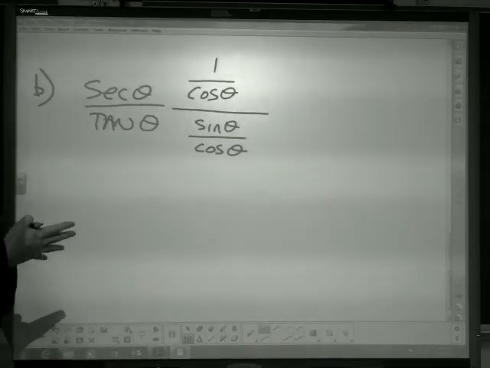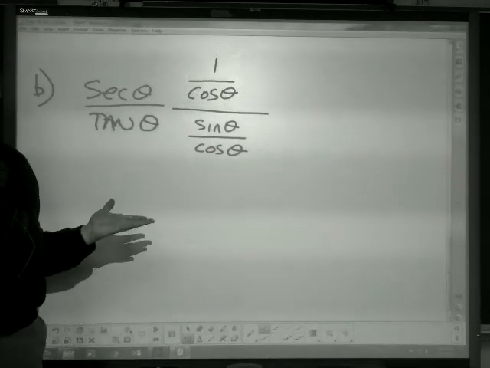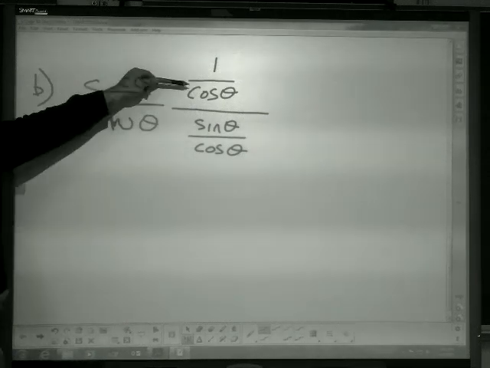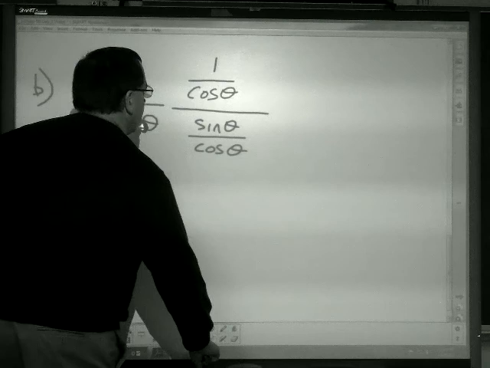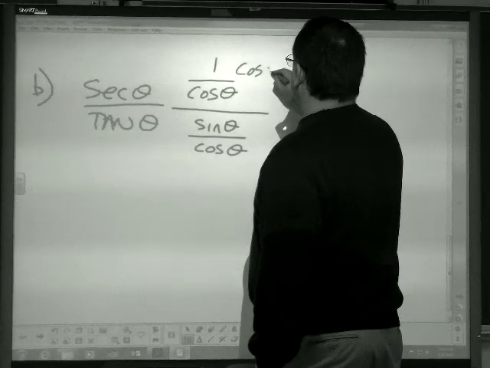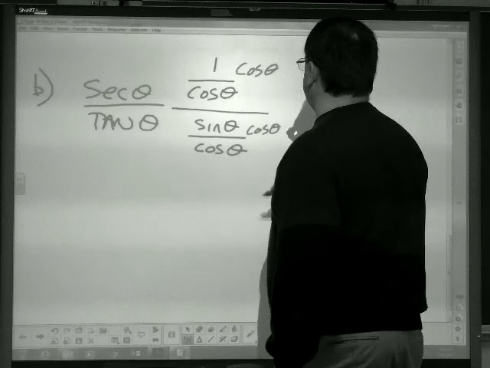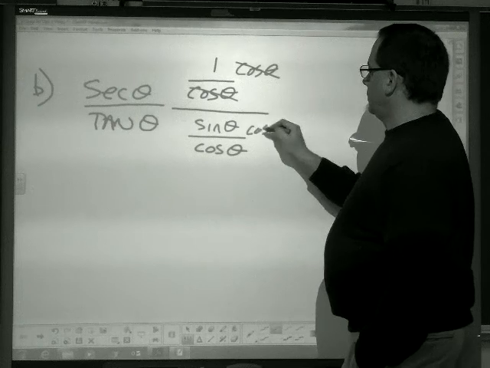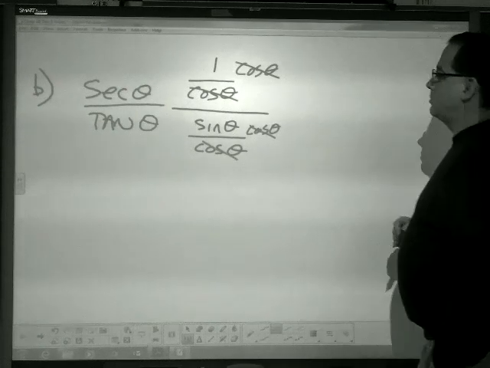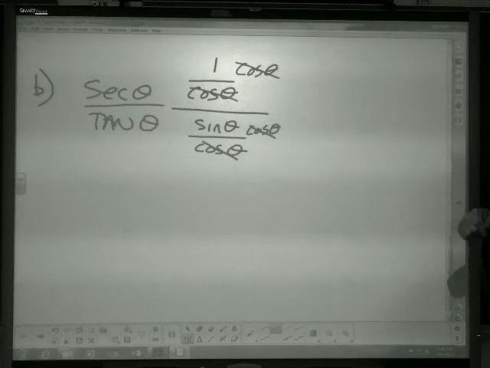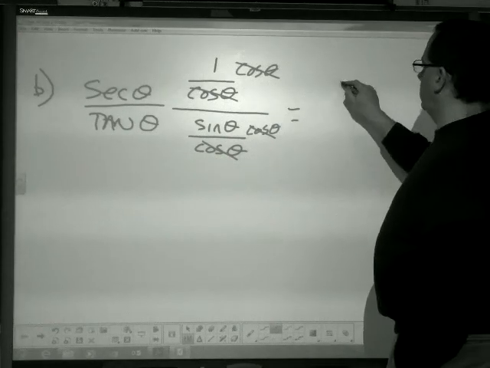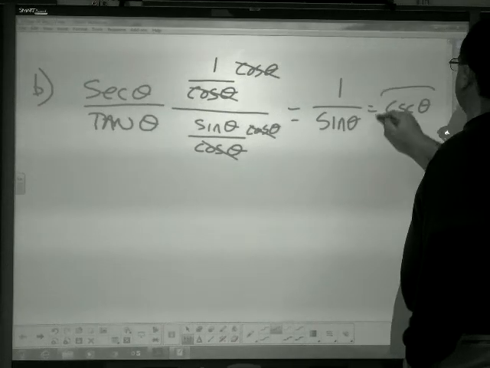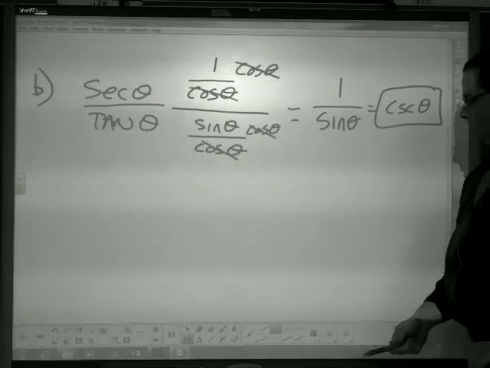The process doesn't change whether we're dealing with trig functions or whether we're dealing with x's and a's and b's and numbers. What's my common denominator? Cosine. So I'm going to take that common denominator and write it next to every numerator. Cos theta, cos theta. Then this cos theta and this cos theta will reduce. This cos theta and this cos theta reduce. And I'm left with 1 over sine theta, which I know is cosecant theta. That's just coincidence that they both turn out to be cosecant theta.